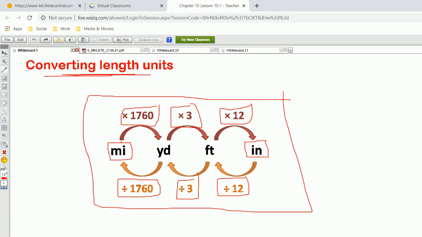If you're converting from a big unit to a small unit, you have to multiply. So from big to small, you are going to multiply. You're going to move in this direction from big to small, because mile is the biggest one and inch is the smallest one.